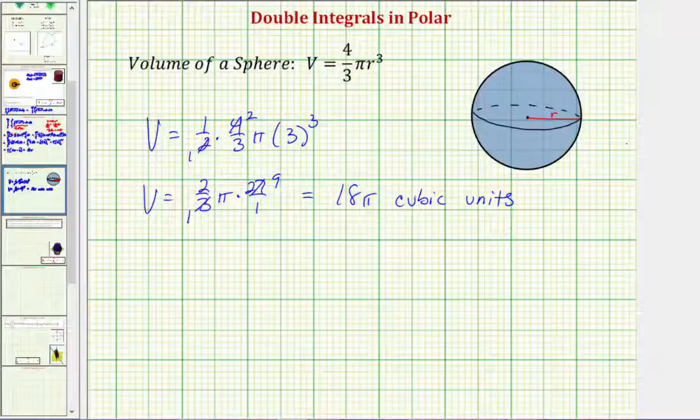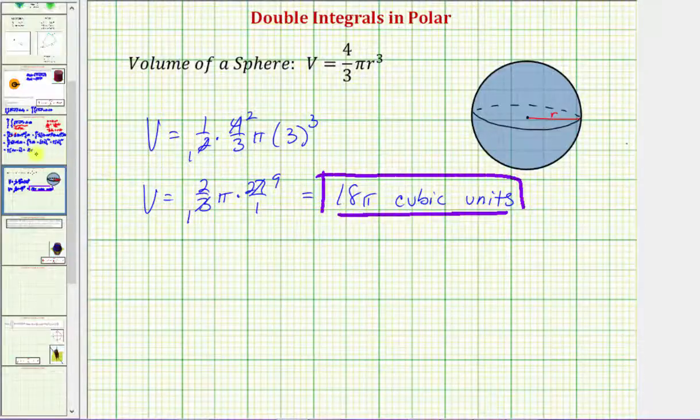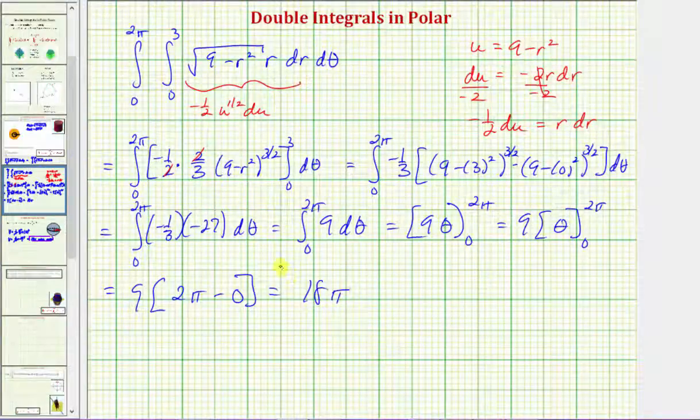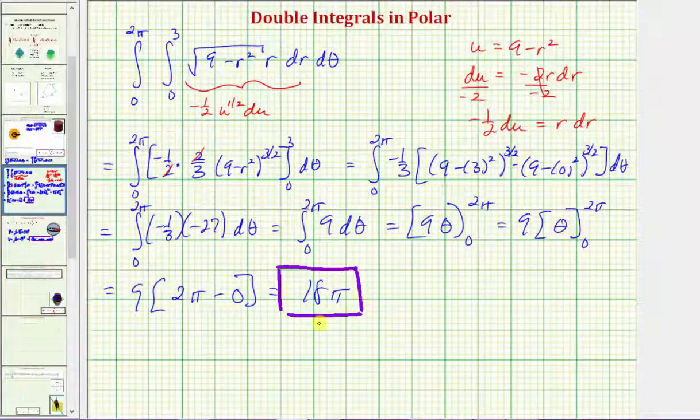So using the geometric formula, we found the volume to be 18 pi cubic units, which is the same value we found using the double integral. In many cases, we won't be able to verify our double integral using a geometric formula, but in this case we can.